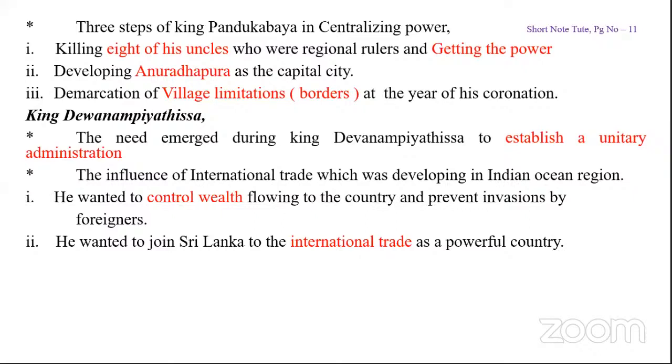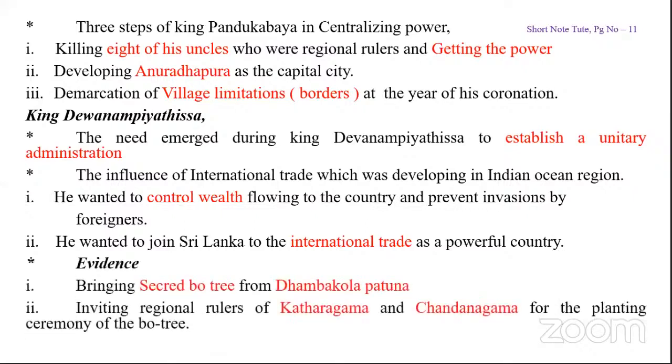And even some foreigners as traders may come to the country and disturb the administration. They may capture the power. They may invade the country. So from them, the country should be protected. So that's why he wanted to control wealth flow into the country and prevent invasions by foreigners. He wanted to join Sri Lanka to the international trade as a powerful country. He did that. So then what were the evidences to show that he did it?